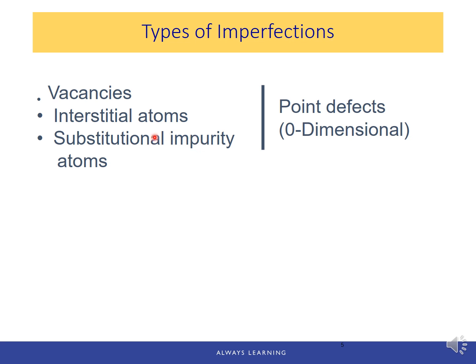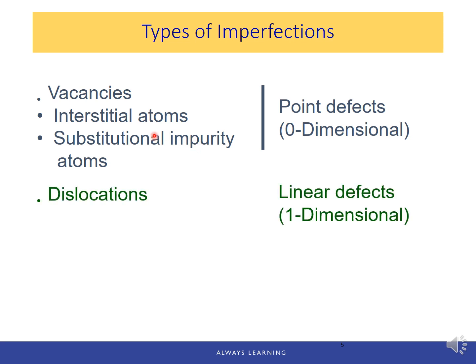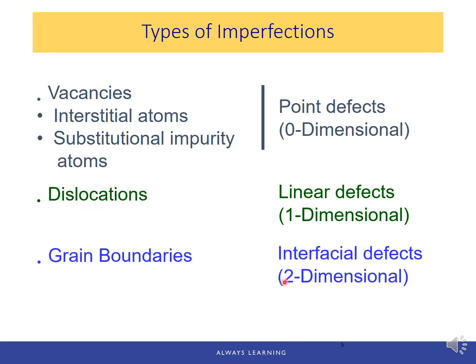And then the one-dimensional defects, we call linear defects. We will learn different types of dislocations. And going up in dimension, in 2D, we have interfacial defects. So grain boundaries, the boundaries between two grains, are called grain boundaries. So that's a 2D defect, an interfacial defect.